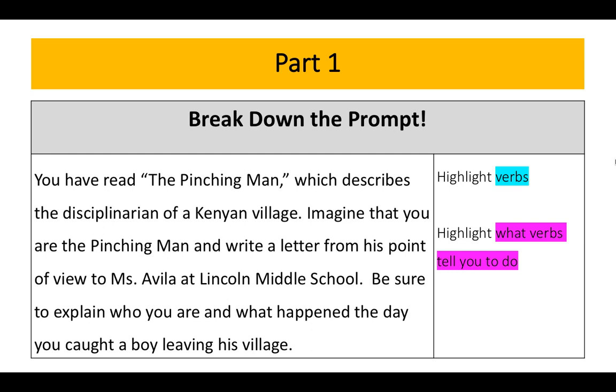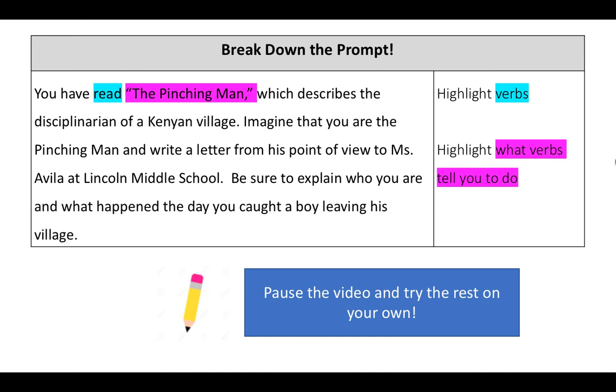leaving his village. So just like always, we need to find the verbs in this prompt, and we also need to find our key terms, what the verbs are telling us to do. So I did the first one for you. I highlighted in blue, read, and in pink, I did The Pinching Man. So before we do anything else, we need to make sure that we read The Pinching Man.